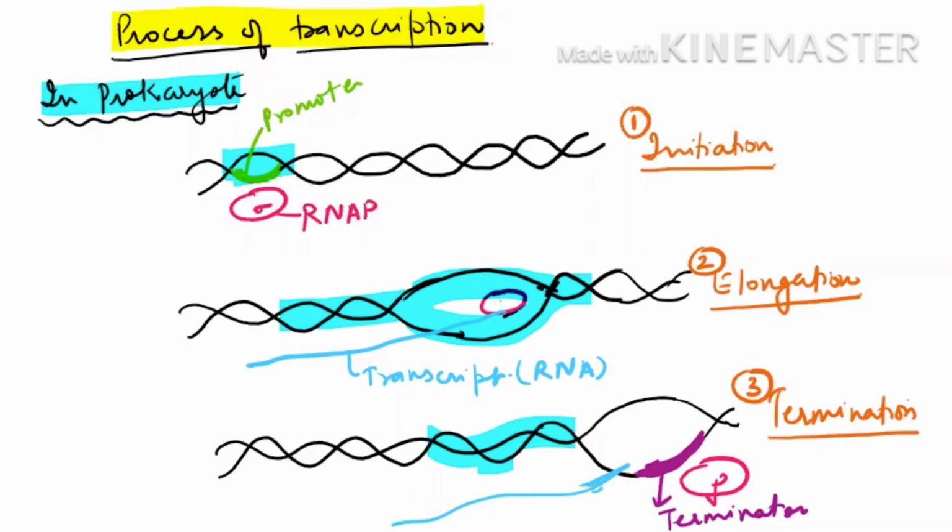Process of transcription thus requires 3 steps: initiation, elongation, and termination. And in case of prokaryote, this process will occur in the cytoplasm. So I hope the process is clear to you, how the transcription is done.